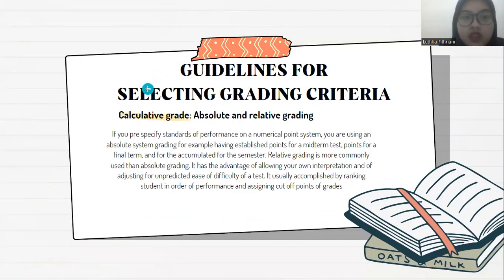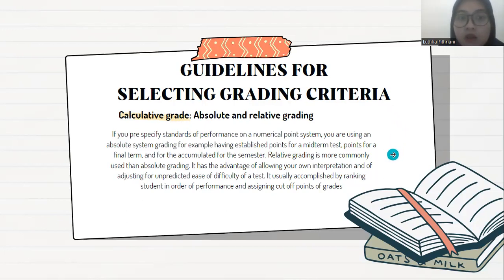Now we will move to calculating grades: absolute and relative grading. If you pre-specify a standard of performance on a numerical point system, you are using an absolute grading system, for example, having established points for a midterm task, points for a final term, and for the accumulation across the semester.